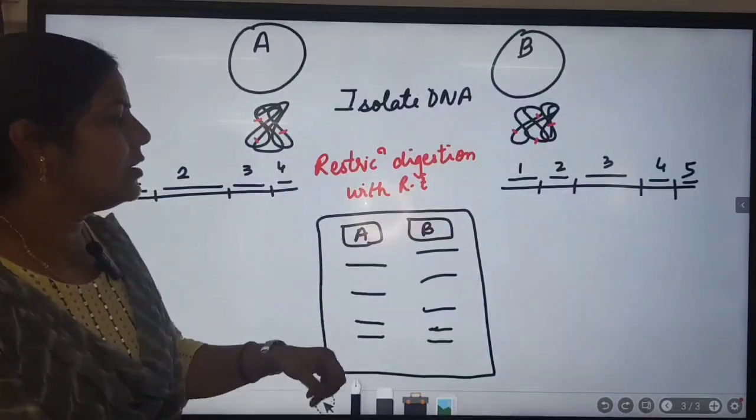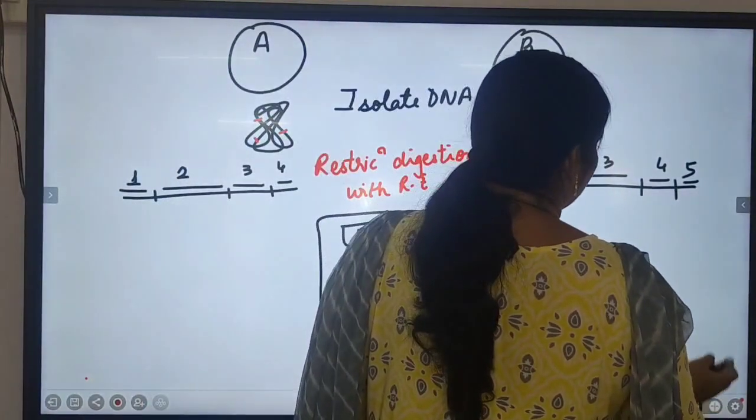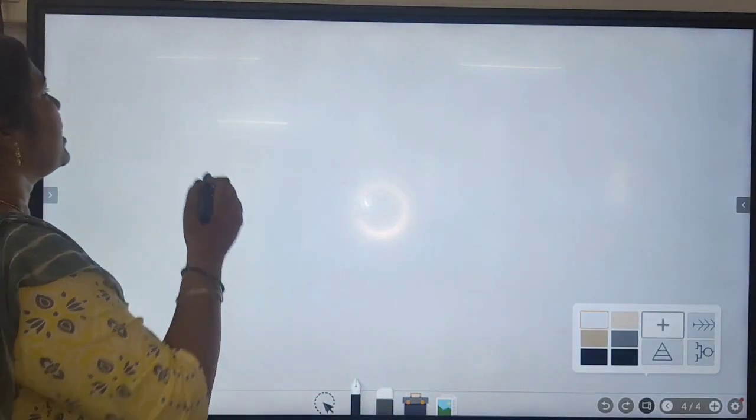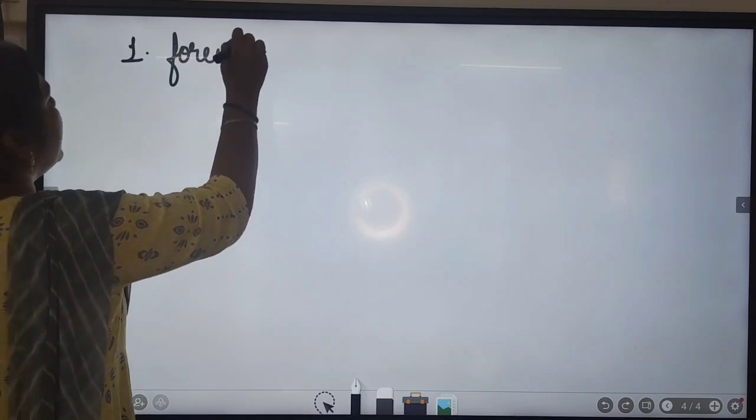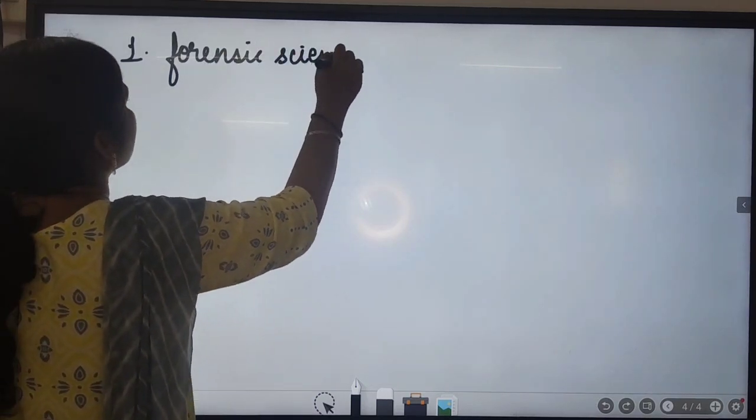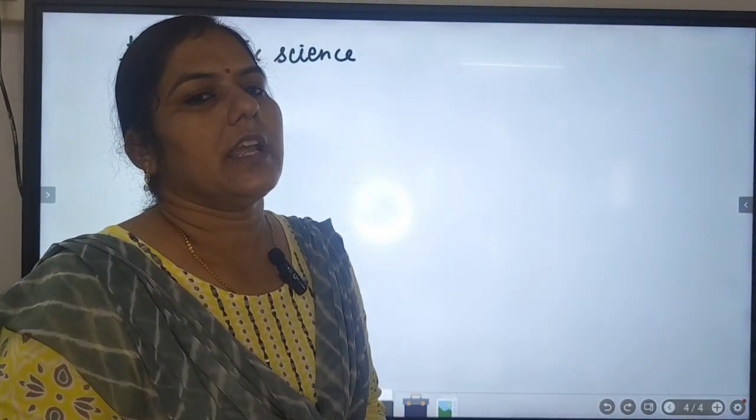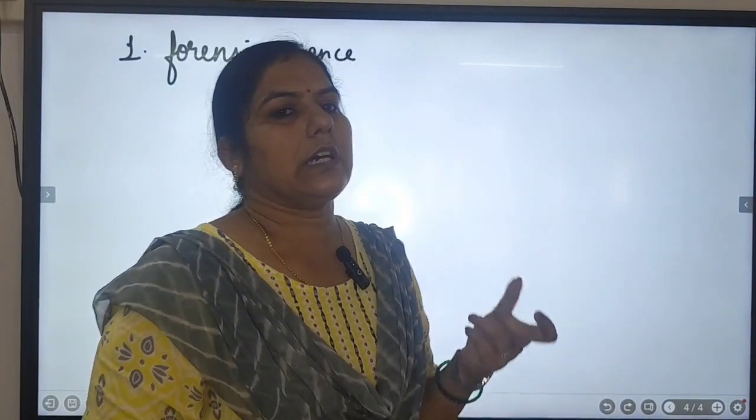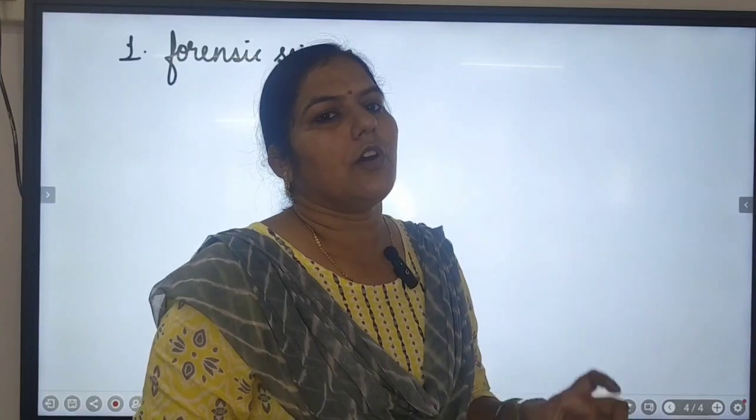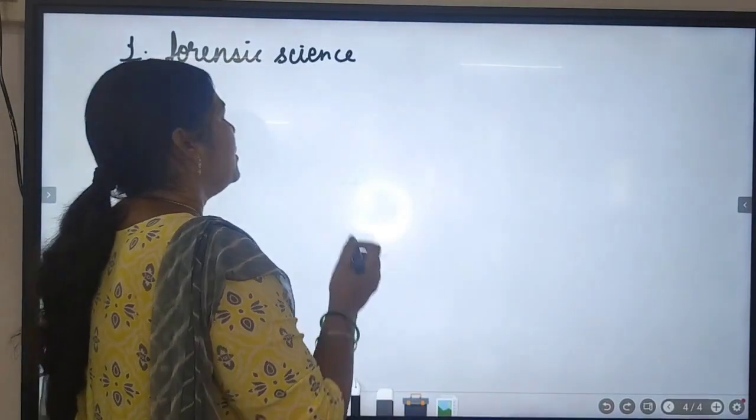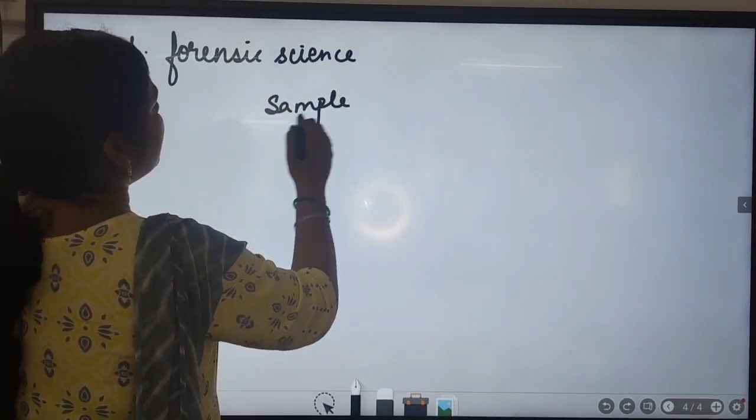Now we will see with an example how this works, or where is the application of this technique. So the first application is in forensic science. Suppose there is a crime site, any crime has happened and the police has found a DNA sample there, in the form of hair or skin tissue or blood sample. So what they will do is isolate the DNA from that sample.